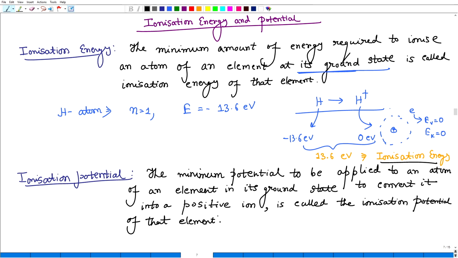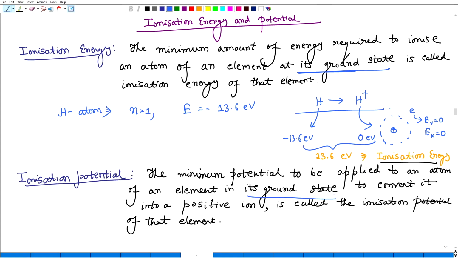It means we have to provide the ionization energy by giving some potential, and we actually provide that energy. So that potential is called the ionization potential. As for the ground state, it is the same definition: to convert into a positive ion, the potential is required.